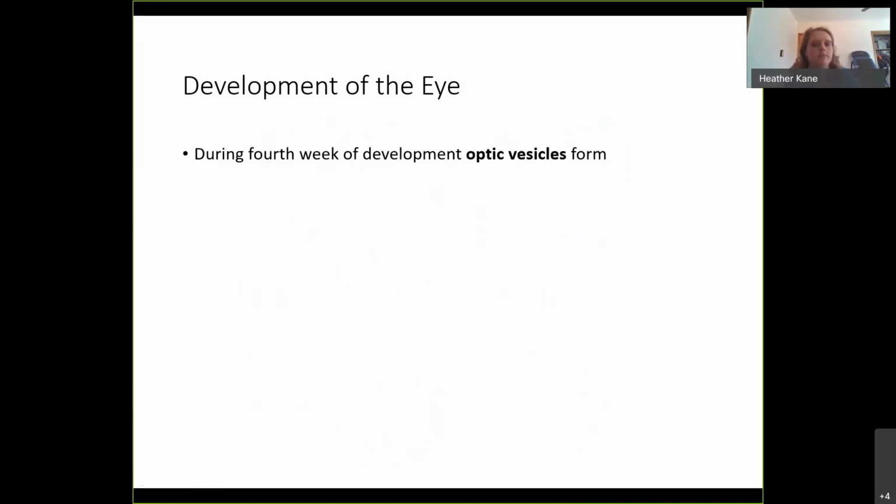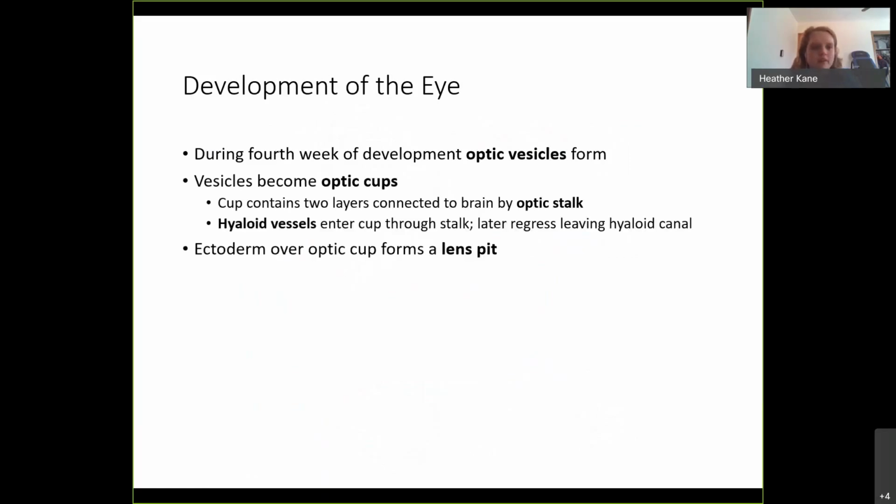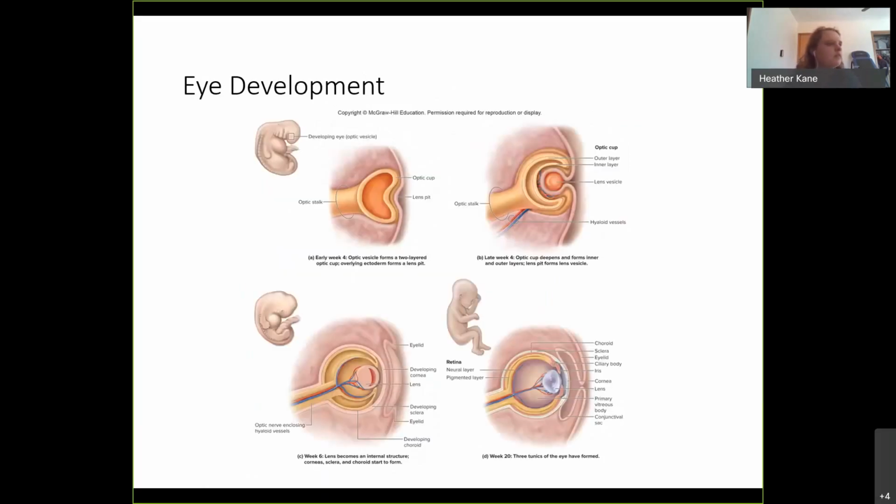Okay, so the only part of the development of the eye that I'm going to go through is that during the 4th week of development is when those original eye structures are going to form. And then by about week 20, that is when the actual tunics of the eye are going to form, and that's when it's going to start looking like a real eye. Before week 20, it's going to be very, very immature. But the actual formation of the eyes is something that develops really late. And so individuals that are very premature often have a lot of issues with being able to see properly.